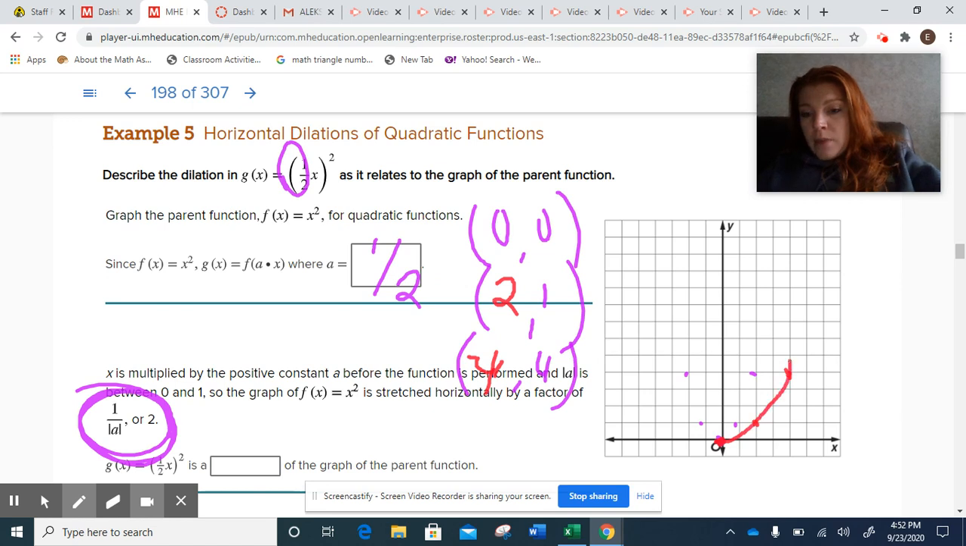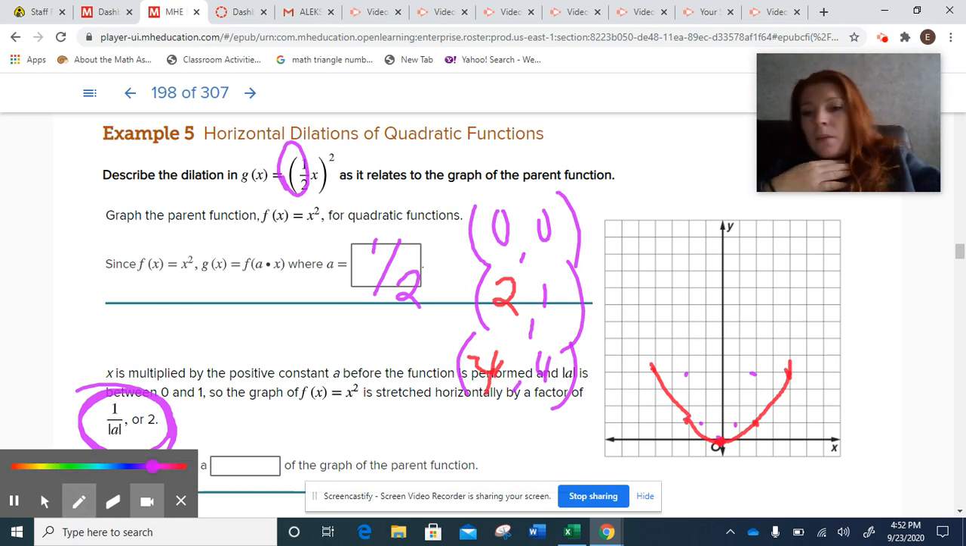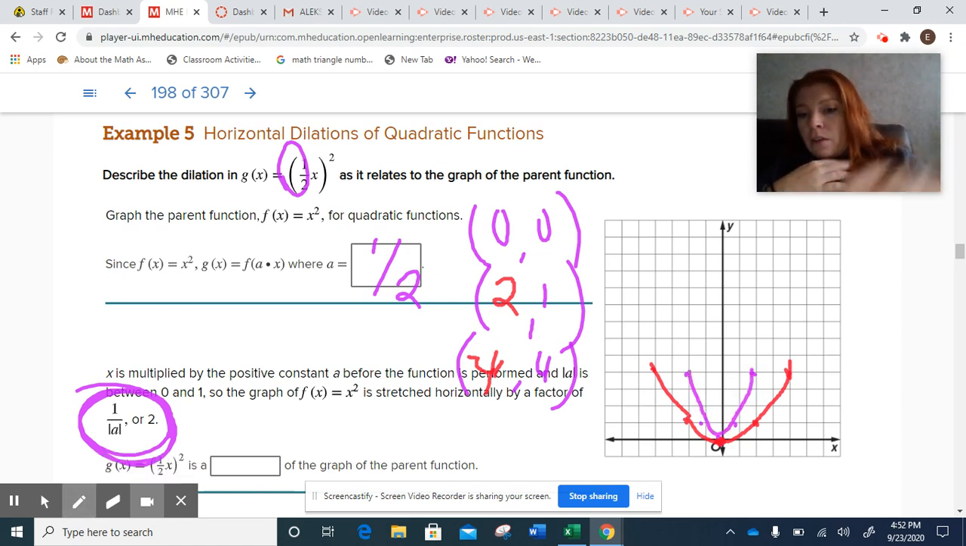So there's 1/2 of my graph. And you can see it's widening, it's flattening out. And then you repeat on the other side. 4, 4. There we go. Compared to the original, which was here in the middle. Okay.